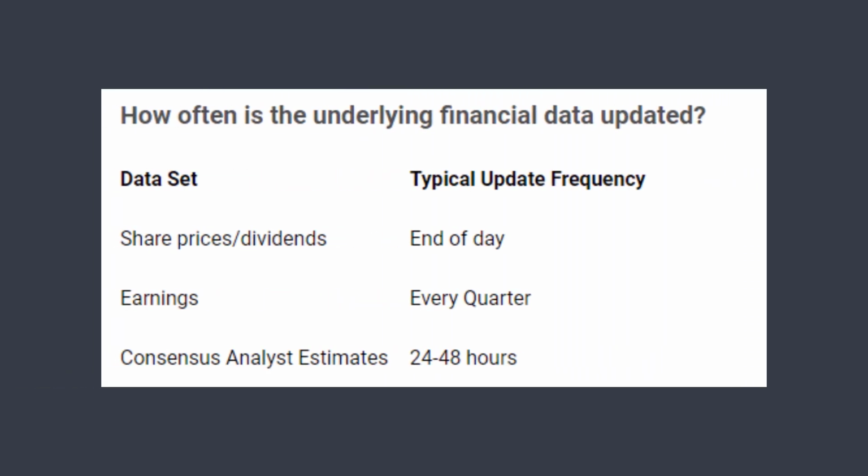So how often is the data updated? Share prices and dividends are always updated at the end of the day. Earnings are updated every quarter. And analyst estimates are usually updated every 24 to 48 hours.